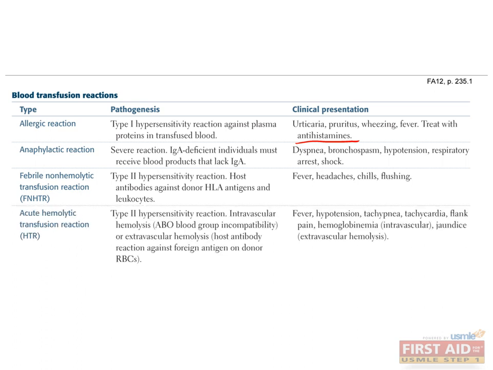A more dramatic example of a similar phenomenon is acute hemolytic transfusion reaction, which is what occurs when you have a transfusion of a frankly mismatched ABO blood type. It can lead to intravascular or extravascular hemolysis, which can lead to fever, hypotension, tachypnea, tachycardia, flank pain, blood in the urine, and jaundice.